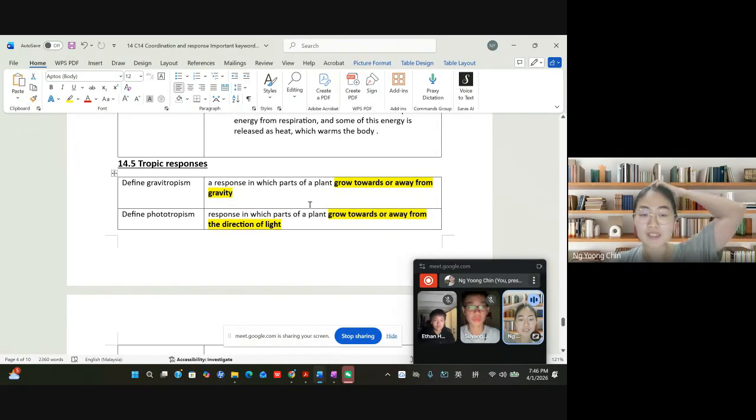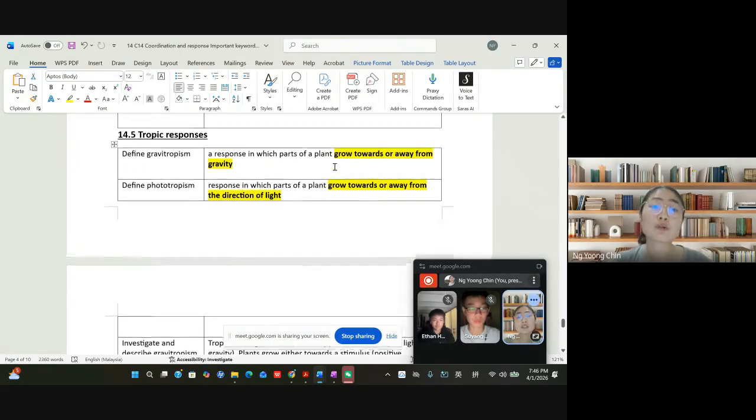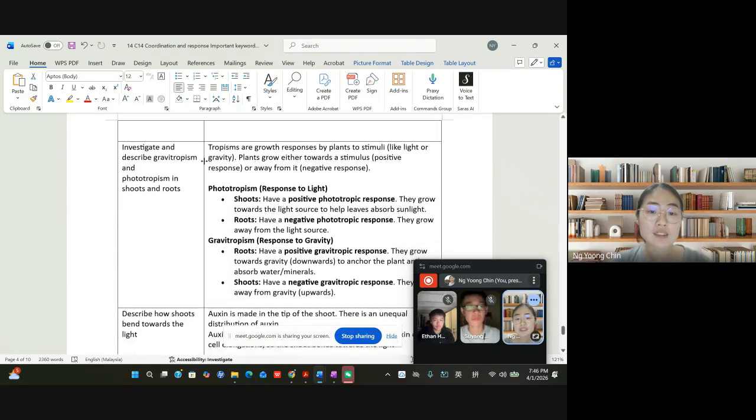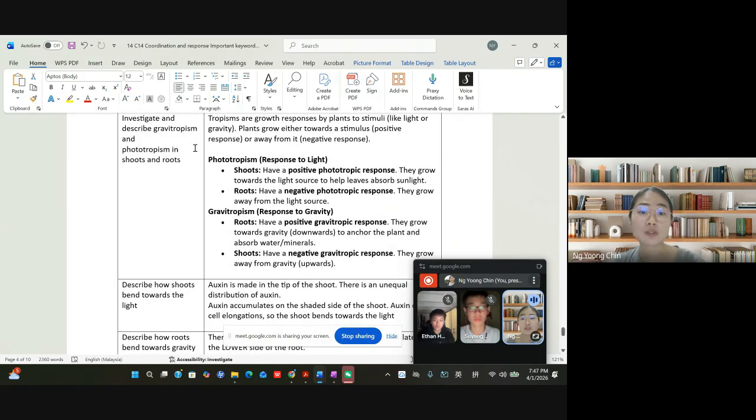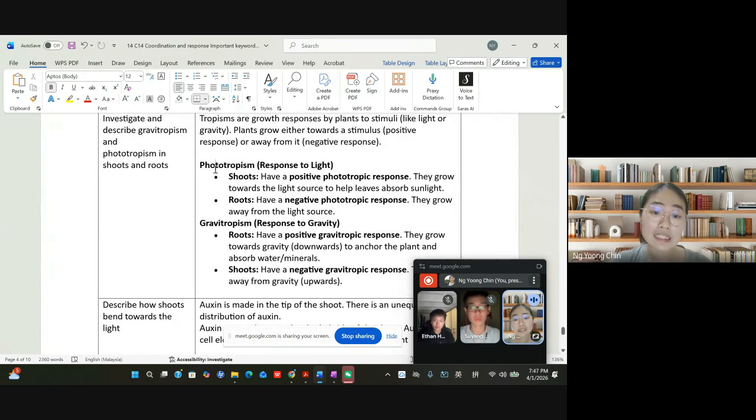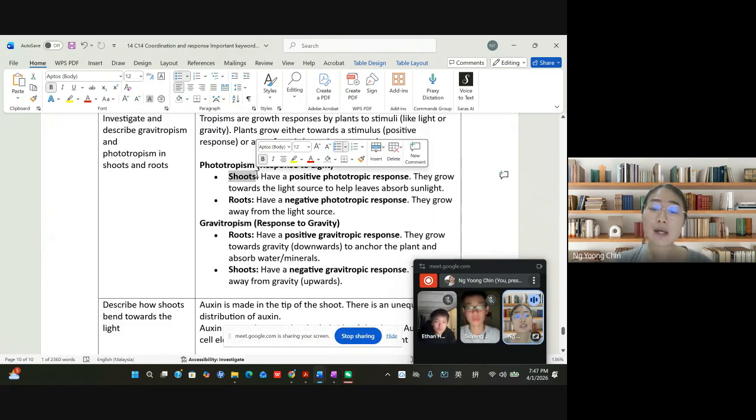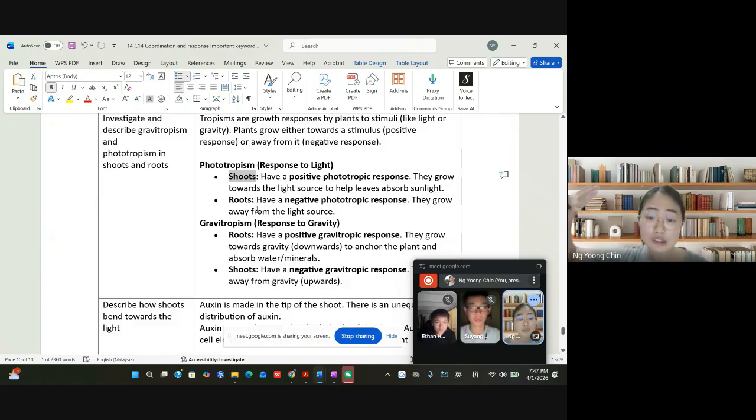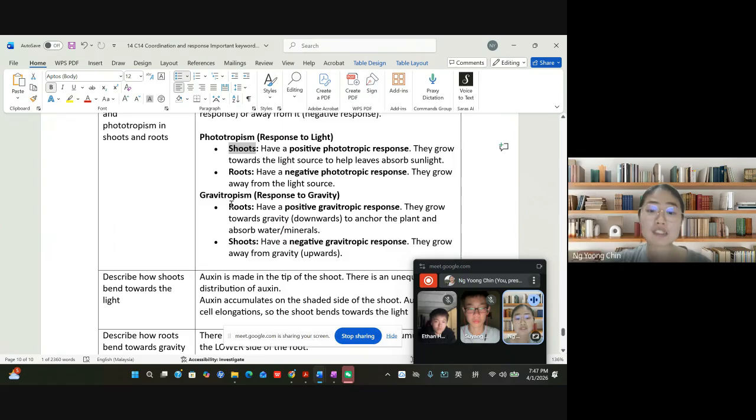Okay, the tropic response. So you learn about what? You learn about gravitropism and phototropism. And then you should know how to describe phototropism and gravitropism. So just remember that shoots always show what? They always show positive phototropism because they're growing toward the sunlight. And roots show negative phototropism because they grow away. Same for gravitropism: roots are positive and shoots are negative. Due to what? Due to the unequal distribution of the auxins.